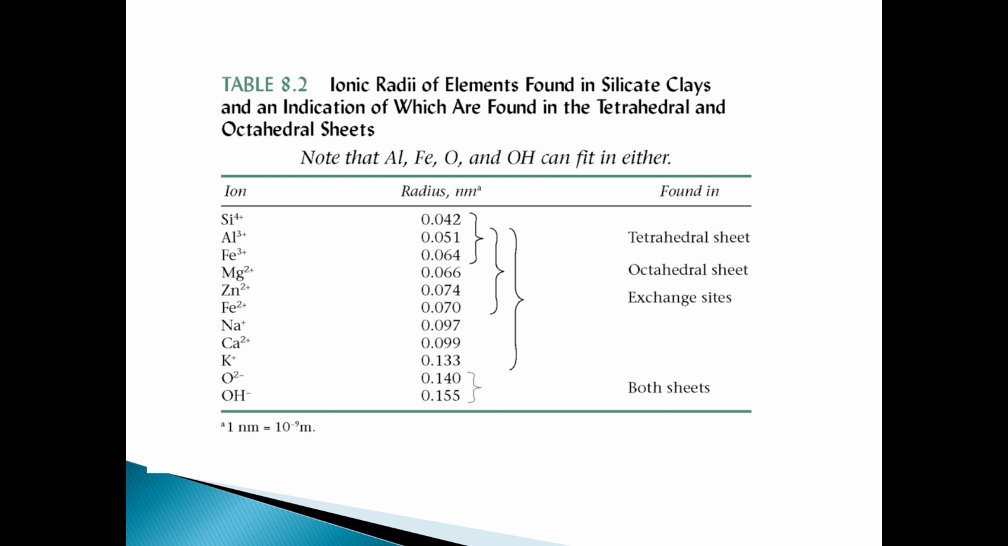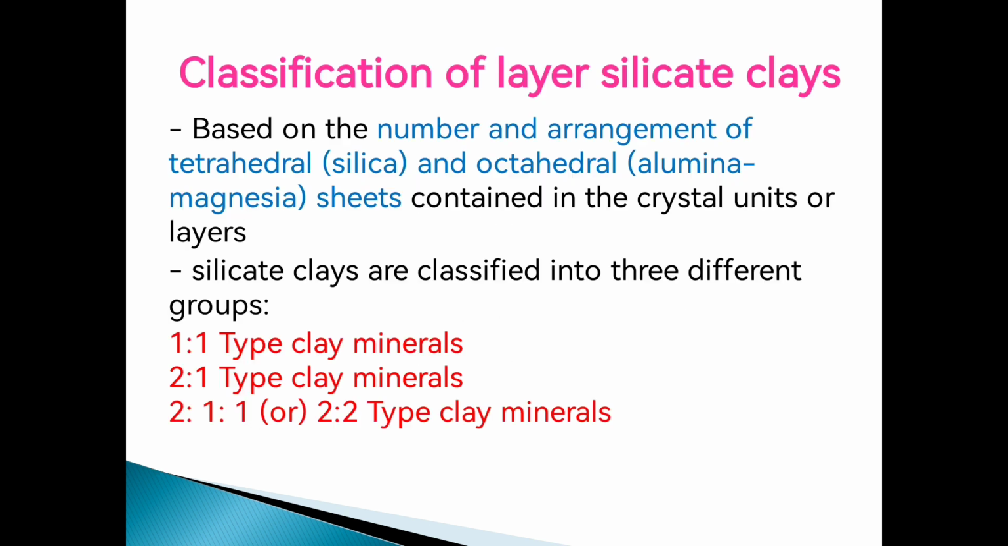And the radius of each element has a very big role in where they are being found. So note that aluminum, iron, oxygen, and hydroxyl can fit in either, so they can go anywhere. Nasabi ko kanina that there are different classifications of layer silicate clays, and this is based on the number and arrangement of tetrahedral, the silica, and the octahedral, the alumina magnesia sheets contained in the crystal units or layers.